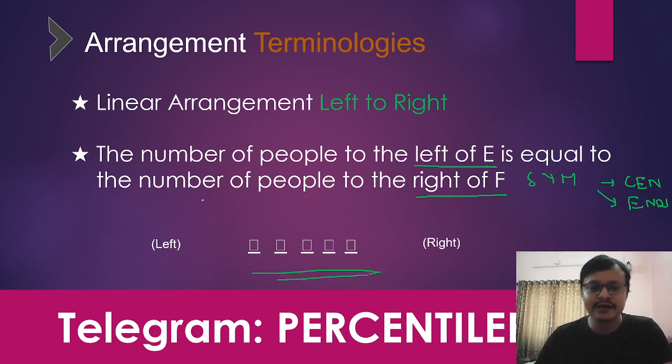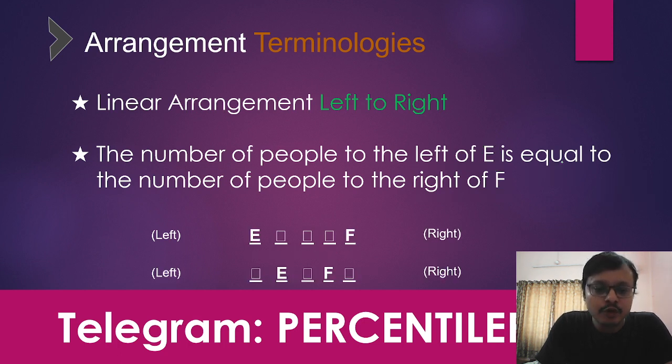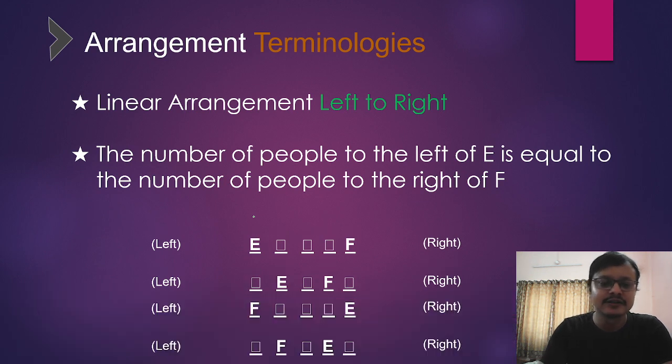अगर 5 लोग हैं, in which all positions if I put E and F will it satisfy this clue? That is, number of people to the left of E is equal to the people to the right of F. Anybody? How many positions will satisfy? The answer that most of you tend to give is 2. But the answer is not 2. The answer is not just these 2 positions. The answer will in fact be these 4 positions.